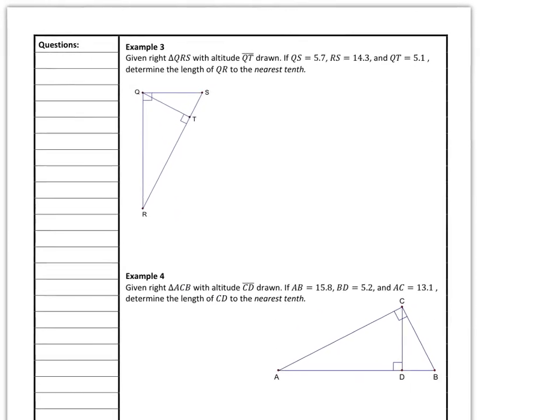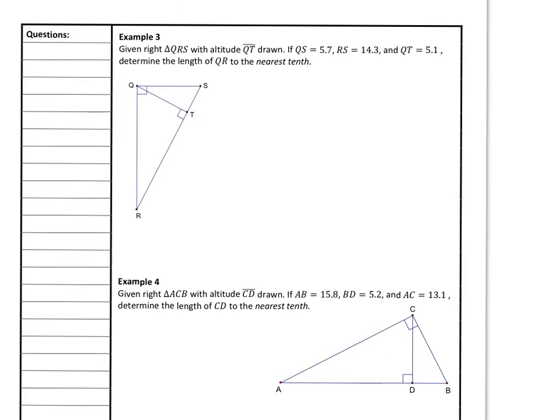And here on our next page, we have to first go ahead and read through. It's one of those triangles with the altitude drawn in, and then there's those 3 right triangles, the small, the big, and the medium size. So go ahead and label all of your side lengths. QS is 5.7. RS is 14.3. So that means from here all the way to here is 14.3. And then QT is 5.1.